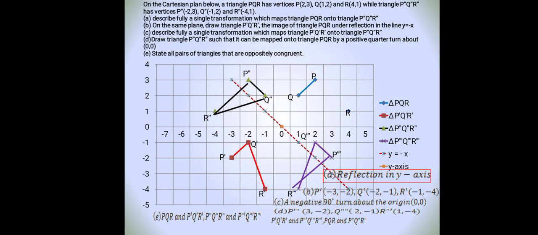Now lastly, state all pairs of triangles that are oppositely congruent. I've named them. You can see PQR, P'Q'R', P''Q''R'', and lastly P'''Q'''R'''. Those four triangles are negatively congruent. The others are P'Q'R' and P'''Q'''R''', and PQR and P''Q''R''. I've written there. If I'm pronouncing badly, just look at what I've written.